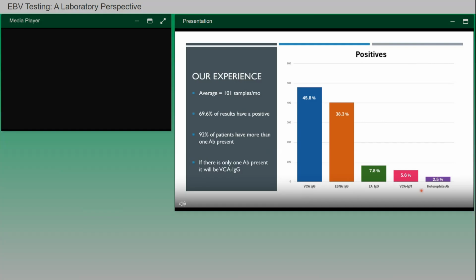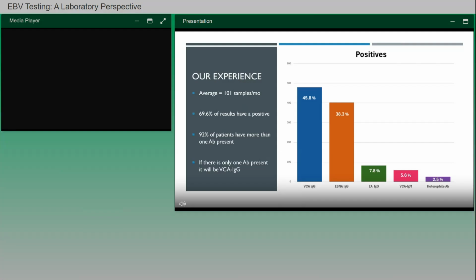But that's not the right way to think about it, because many of us are going to be positive for the rest of our lives, right? So you can't really just look at that as acute infection, right? So this is what we see in our lab. About 70% of people that we test will have a positive result of some kind, something positive on the panel. The vast majority, 92%, will have more than one present. But if there is only one present, it's almost always going to be the VCA IgG.